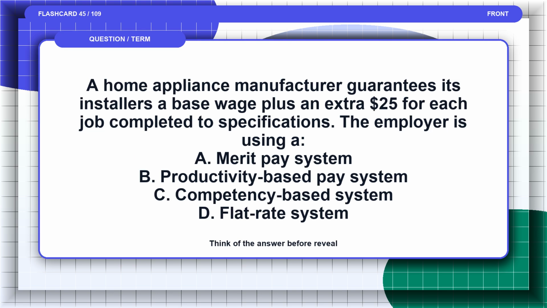Flashcard 45. A home appliance manufacturer guarantees its installers a base wage plus an extra $25 for each job completed to specifications. The employer is using A. a merit pay system, B. a productivity-based pay system, C. a competency-based system, D. a flat rate system. Pause and think of the answer before the reveal.